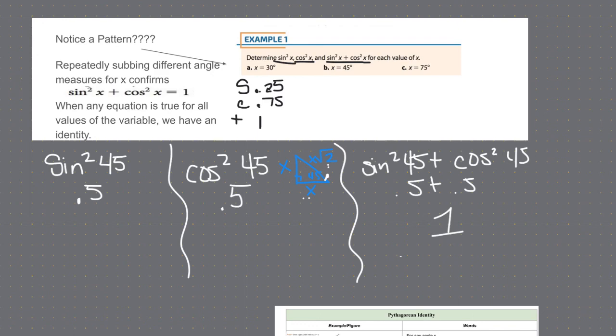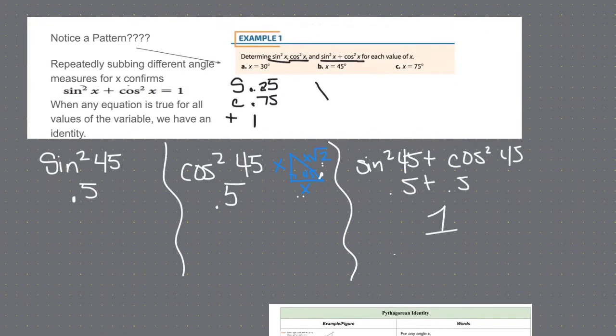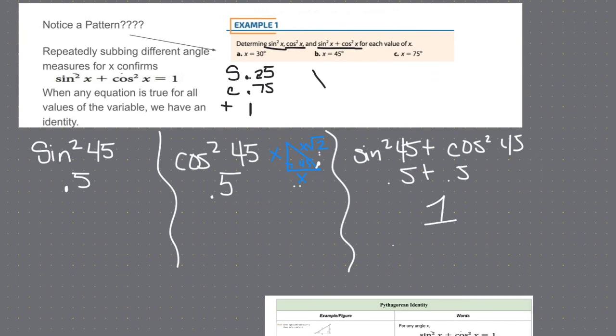So again, I'm going to write that up here. The sine is 0.5. The cosine is 0.5. And the addition of those two is 1. Okay, are we noticing a pattern here?